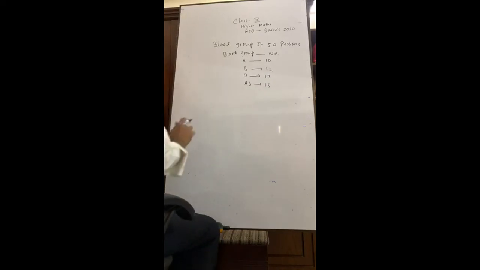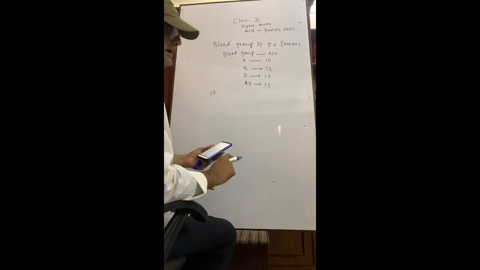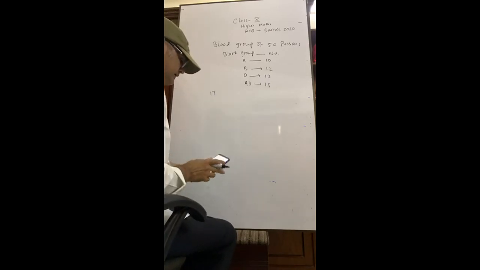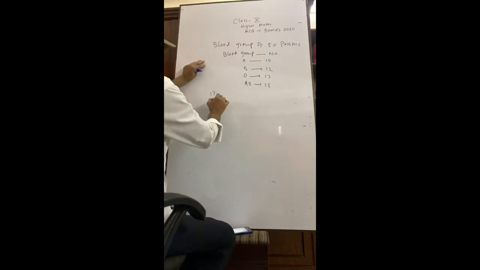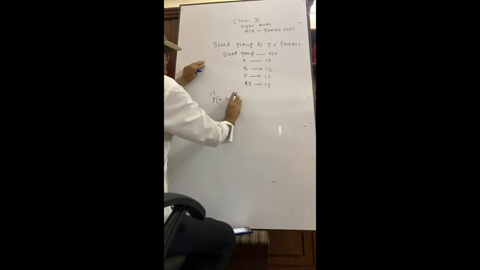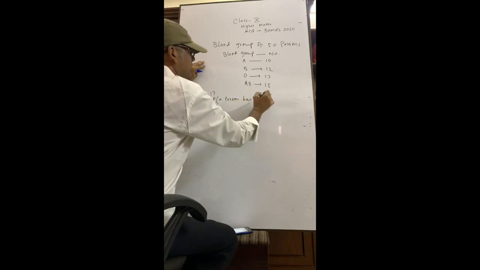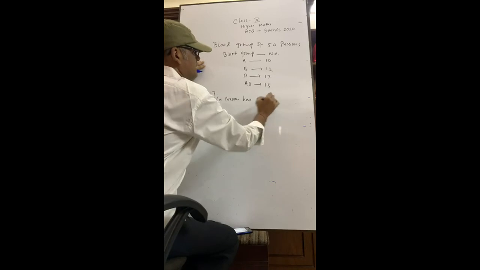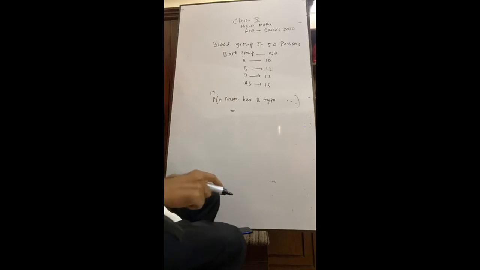Question number 17 is: what is the probability that a person has B type blood group? Okay, what is the answer? It is really very easy.